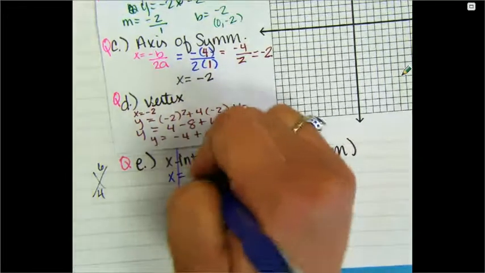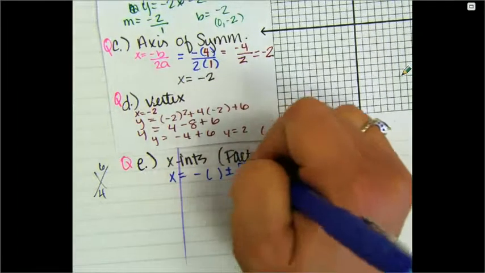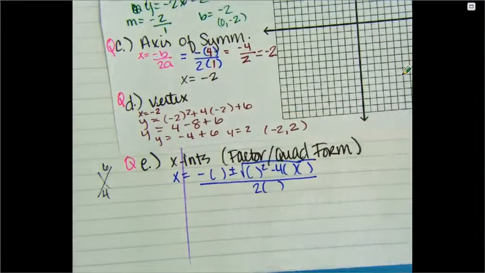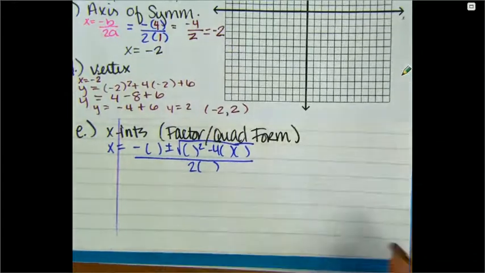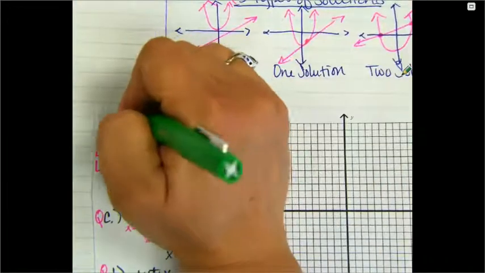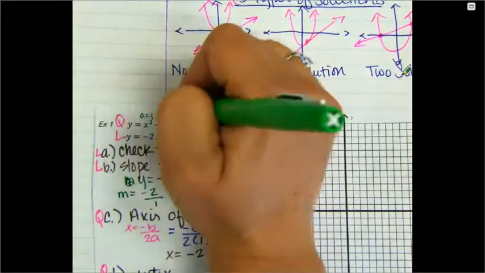X equals negative b plus or minus radical b squared minus 4ac, all over what? 2a. Plug it in. Oh, before we do that, let's go identify A, B, and C. What's your A up here? 1, B, and C. Good.